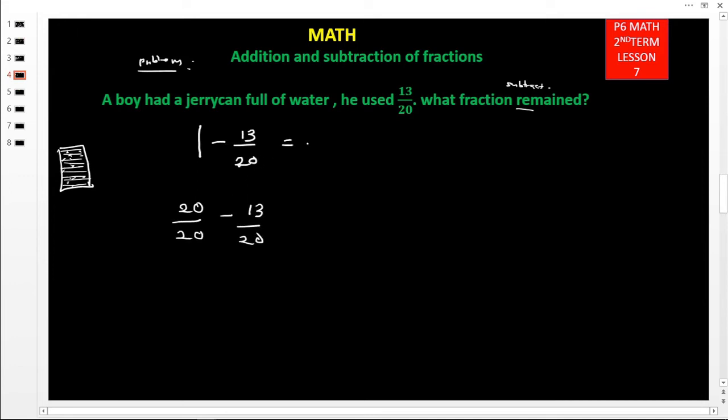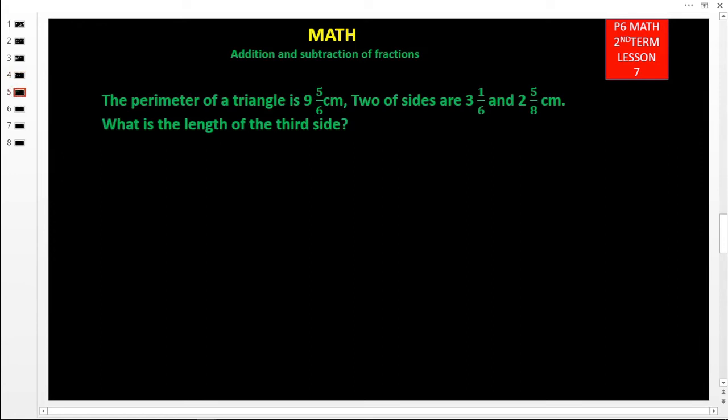So this 20 has come from here: this is a whole, it was one jelly can, but it was divided into 20, because we said that the denominator shows how many times a whole was divided. So a whole was divided into 20, so 20 out of 20. Now our LCM is automatically 20, so this is going to give us 20 minus 13 out of 20. So 20 minus 13, we remain with 7 out of 20. So the boy remained with 7 out of 20 after using the 13 parts. Now let us move on.